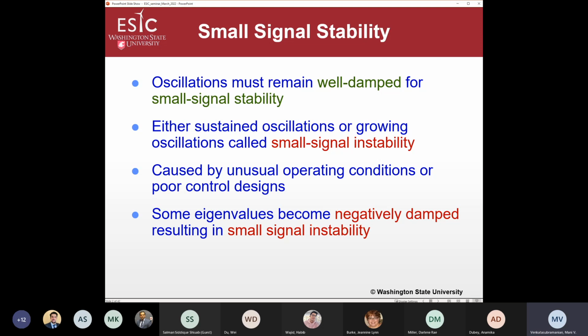Mathematically, we can show that we end up with small signal instability when some of the eigenvalues for the linearized system at the equilibrium point become negatively damped, or for those of you who have background in system theory, when the Jacobian has eigenvalues in the open right half plane. We will discuss this concept using both model-based analysis and measurement-based analysis, and what can be done for detecting and mitigating oscillations in the power grid.